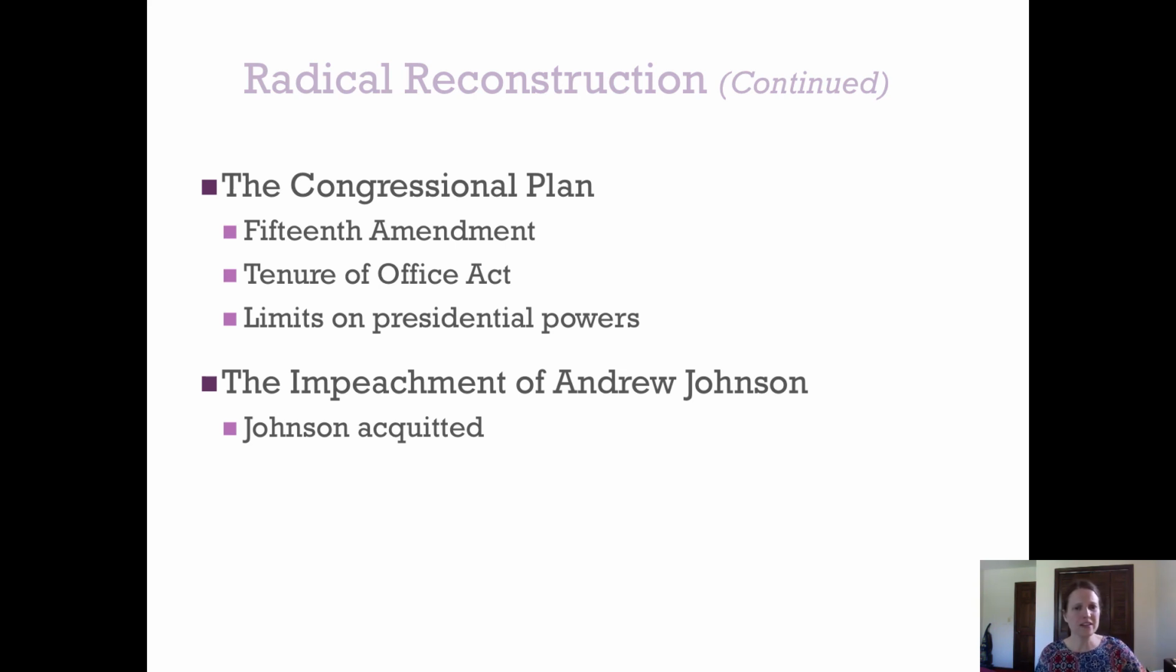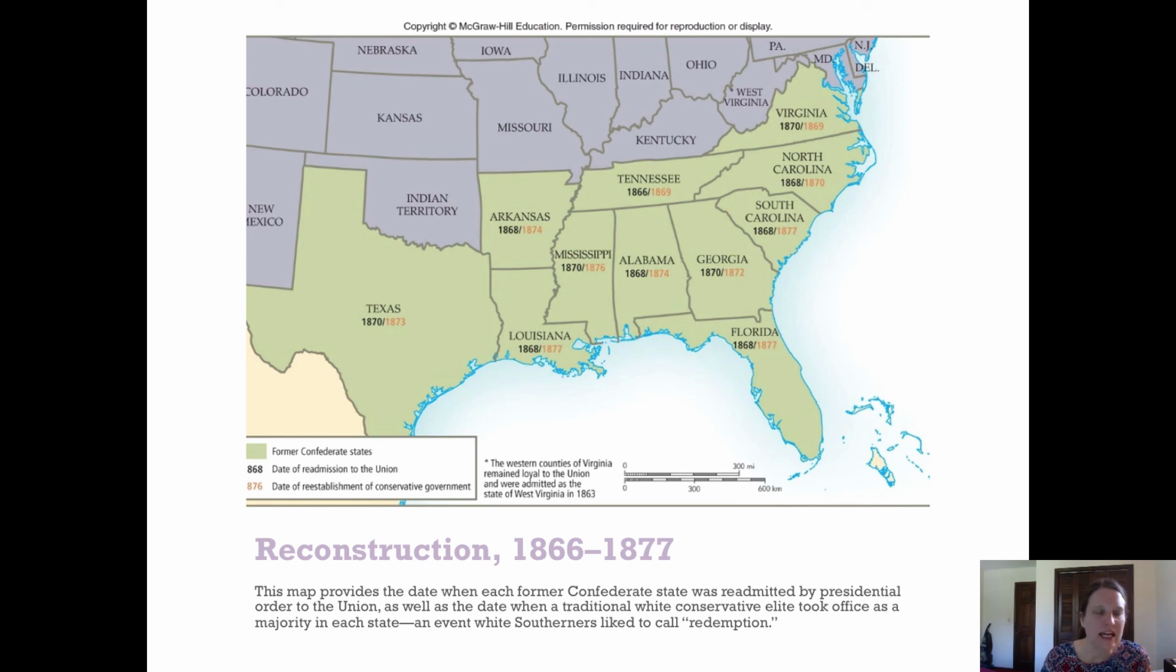So this is another map that is in your book. You can see in green is the Confederate former states. The date in black is the date that state was readmitted into the Union. And then the date in orange is the date of the reestablishment of a conservative government. So what this is showing you is how quickly the conservative movement does come back and take over through what Southerners were liking to call redemption.